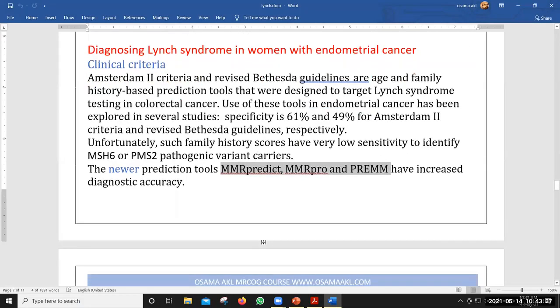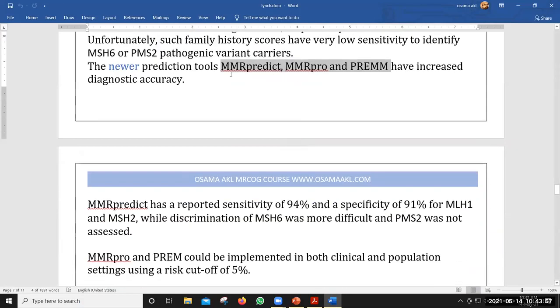Dr. Osama, we don't understand. Okay, we have a patient giving us a history of multiple cancers in the family. We need a scoring system to know if this is more likely or less likely to be Lynch. The scoring systems we use are MMRpredict, MMRpro, and PREMM. We are gynecologists. We don't use Amsterdam 2 and Bethesda because they are specific for cancer colon and didn't achieve good results in ovarian and endometrial cancers. That's why these scoring systems will be our choice in the exam.